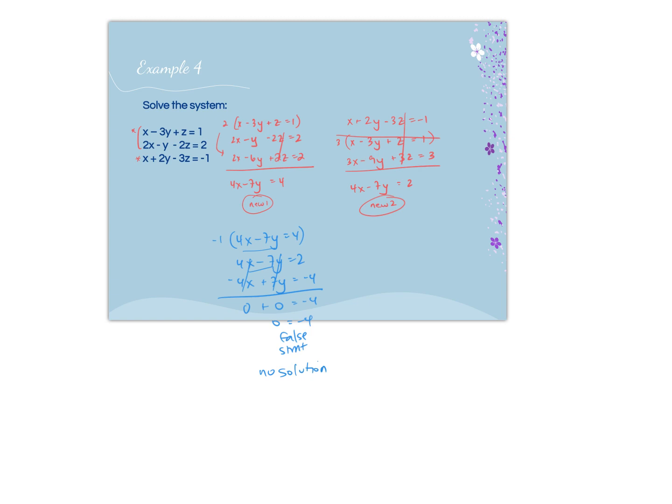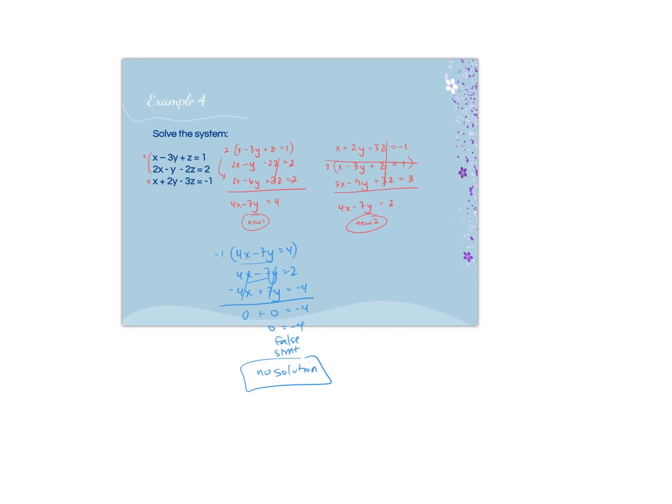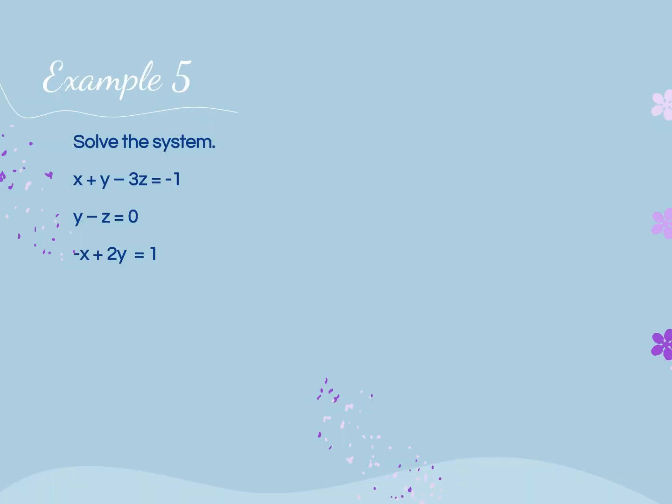So if those lines are parallel, then there's going to be no solution for the entire system, because remember, the solution of the system is where all three lines intersect. So if two of the three don't intersect, then there is no solution. So this is a no solution, and you can stop right here. You don't need to keep going. Okay, so we're going to keep going here. We're going to go to the next one.